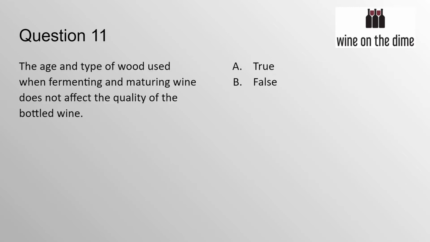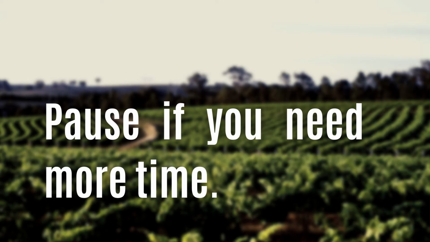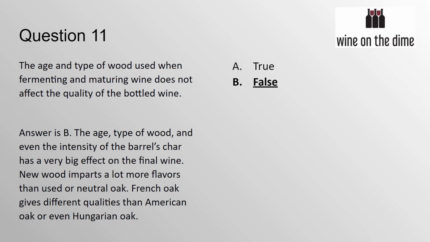Question 11. The age and type of wood used when fermenting and maturing wine does not affect the quality of the bottled wine. True or false? The answer is B. The age, type of wood, and even the intensity of the barrel's char has a big effect on the final wine. New wood imparts a lot more flavors than used or neutral oak. French oak gives different qualities than American or even Hungarian oak.